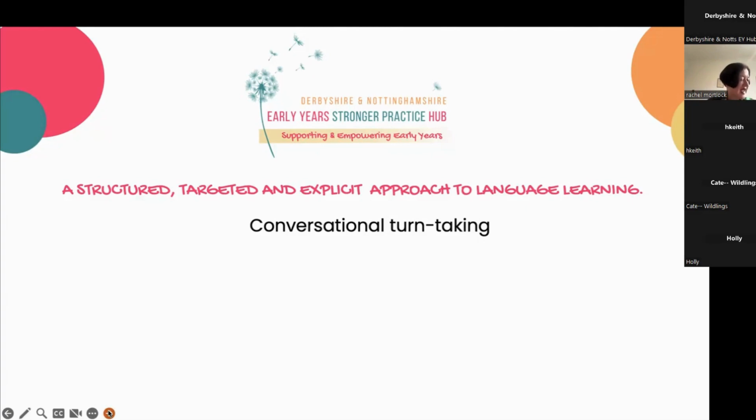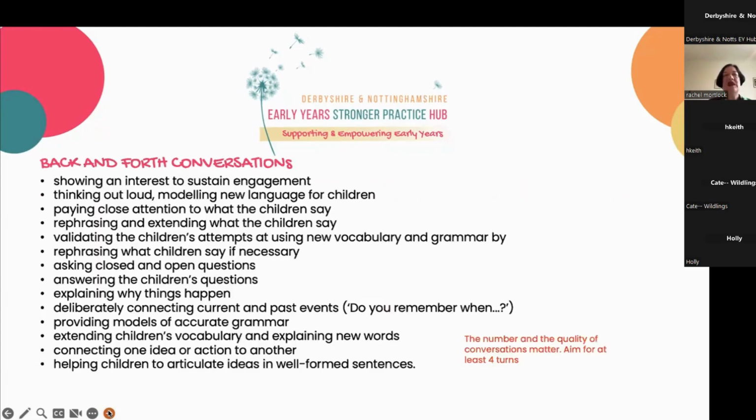So what it talked about is that frequent conversational turn taking enables children to practise language and to gain feedback from adults, and it also allows adults to adjust how they're talking to children as part of that, in order to be able to support those children. And again, we looked at this as part of the adult interactions, and I don't want to dwell on it too much, but it's how we manage to get that back and forward conversation in place. So that idea of the number and the quality of conversations matter.